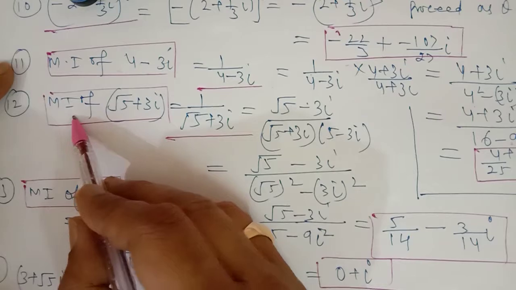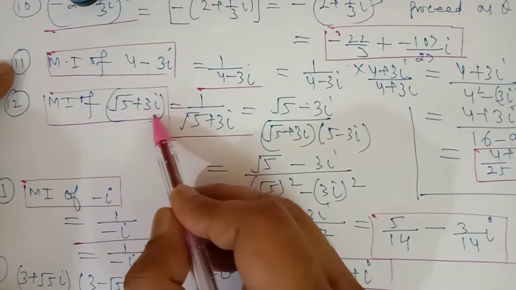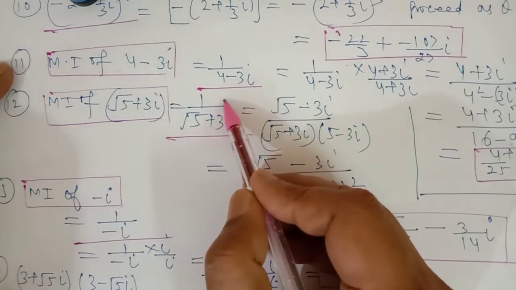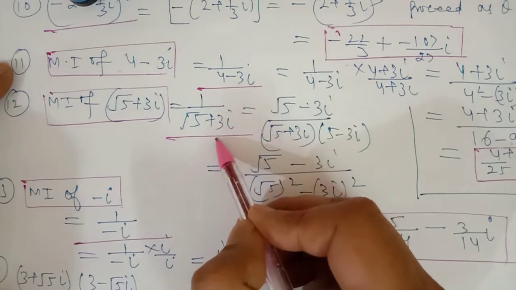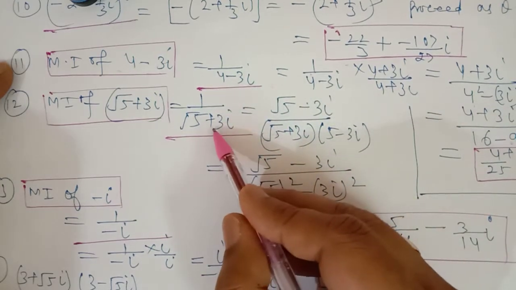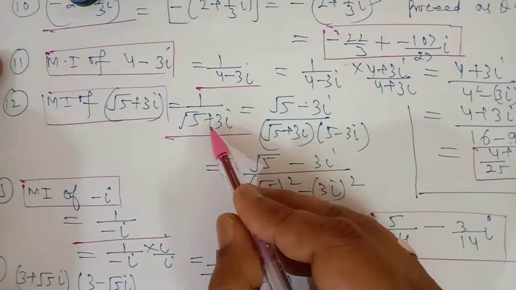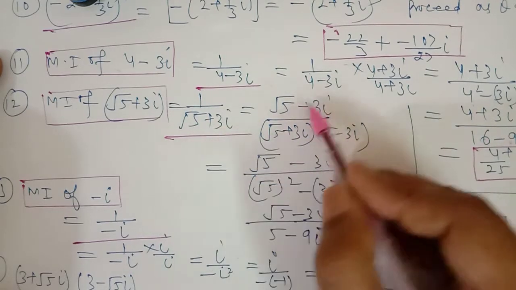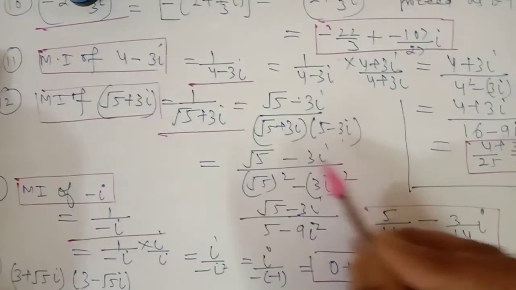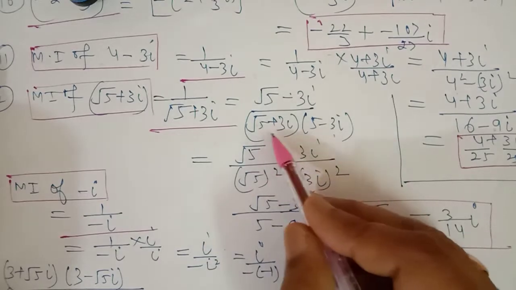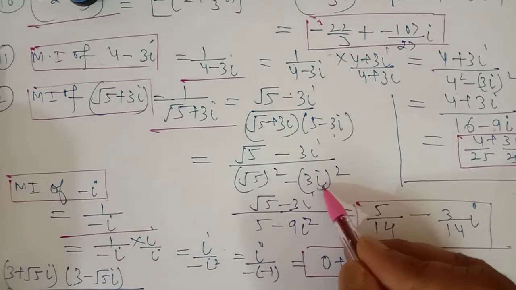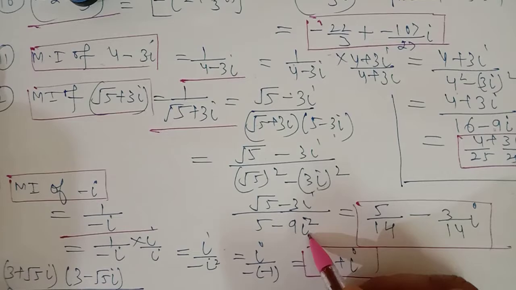Similarly, you have to find the multiplicative inverse of this, 5 root 5 plus 3i. Multiplicative inverse means reciprocal. Now rationalize it. How to rationalize? We have done in the above question by changing the sign of the imaginary part, multiply and divide. In the numerator as it is, and the denominator will get the formula of a square minus b square. This comes out to be i square. I square is minus 1.